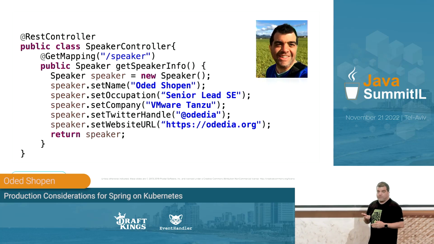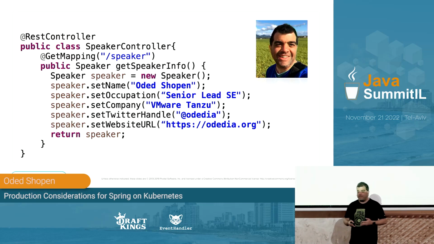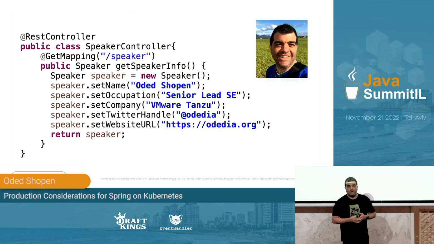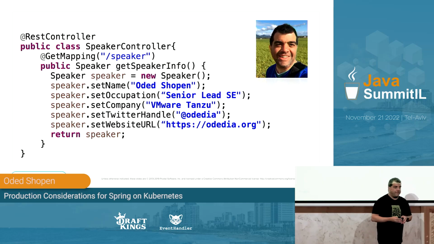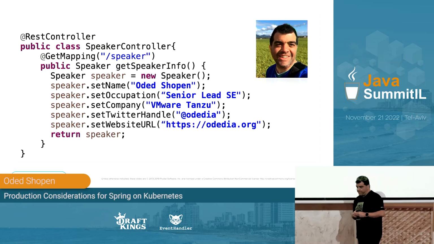My name is Oded. I work at VMware Tanzu, which is a business unit focused on all things cloud native and open source. Among other things, we developed the Spring framework, which I'm sure many of you are familiar with, along with things like RabbitMQ, Kubernetes contributions, etc.